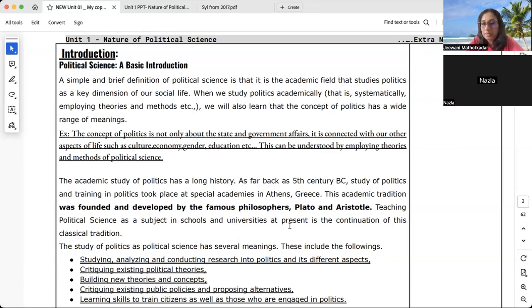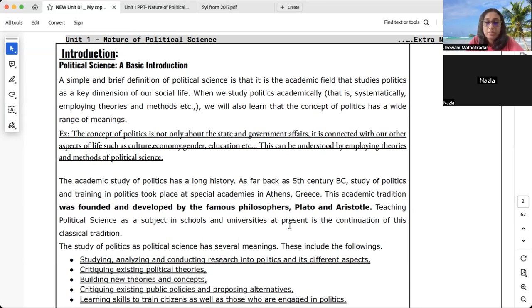But this academic tradition was basically developed by two philosophers, Plato and Aristotle. In this Greek tradition, they used politics as an academic tradition. This tradition continues even in today's schools and universities.